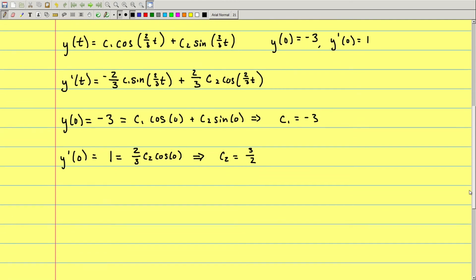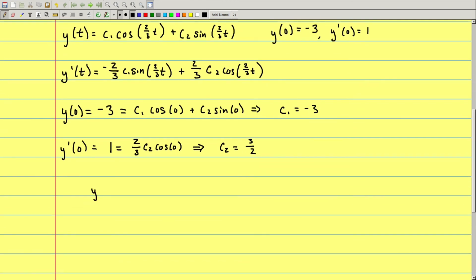So this gives us our solution to the initial value problem, where we have y of t is equal to -3 cosine 2/3 t plus 3/2 sine of 2/3 t.